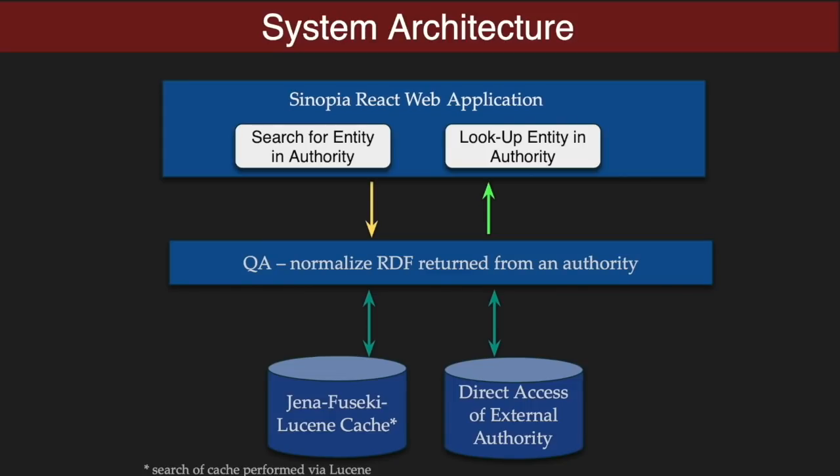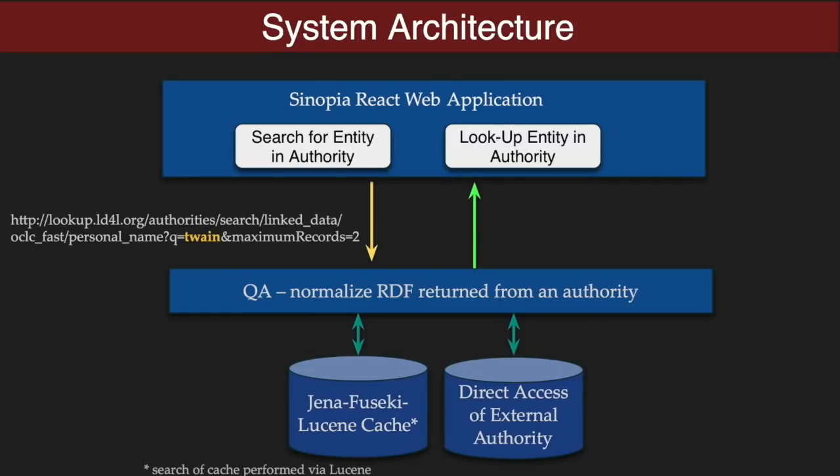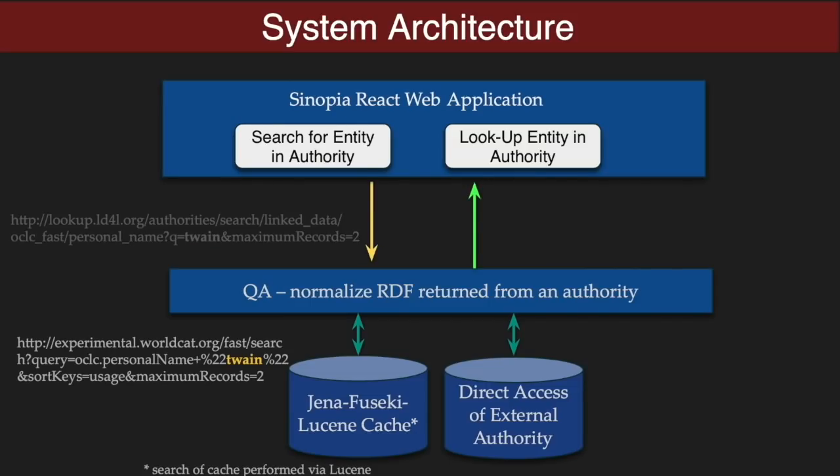The process looks like this. Sinopia makes a request to QA. The URL has the same basic structure for all authorities. QA translates that URL request to one that's specific to the cache or the external authority. The structure of the authority URL is configured in QA as an IRI template. This effectively hides the details of each authority, making the request process for the application simpler and more consistent.